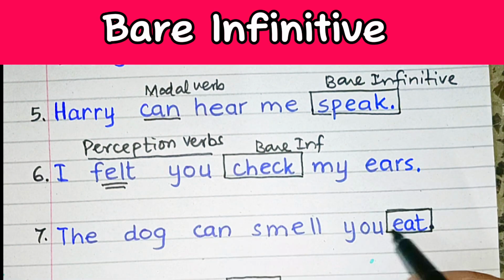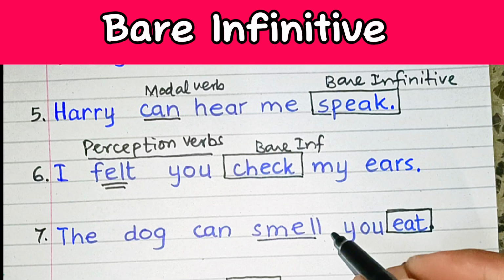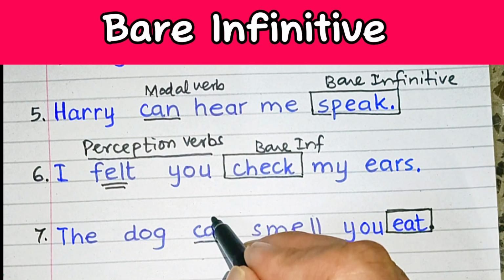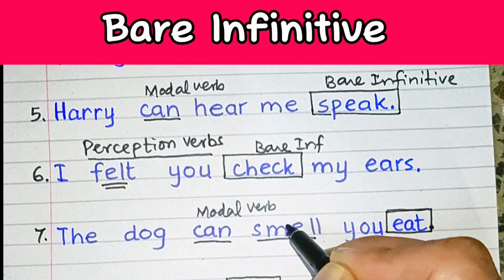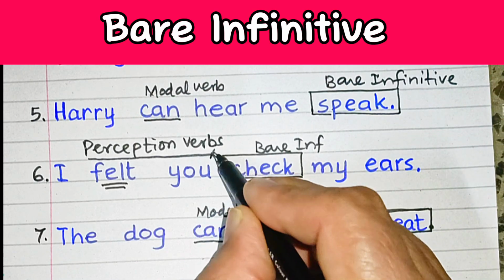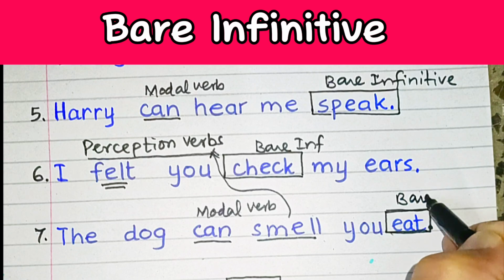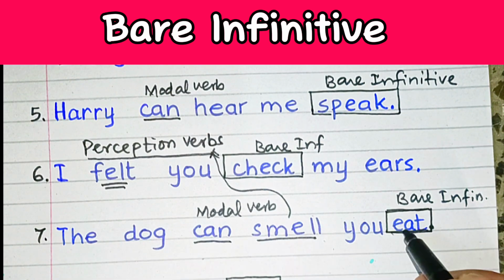Sentence number 7, the dog can smell you eat. Over here the word smell, what is this smell? This is again a feeling or perception verb, so this is also followed by a bare infinitive, and at the same time there is a modal verb, that is can. So smell is a perception verb just like feel, so it is going to be followed by a bare infinitive. In this case the word eat is a bare infinitive. The dog can smell you eat.